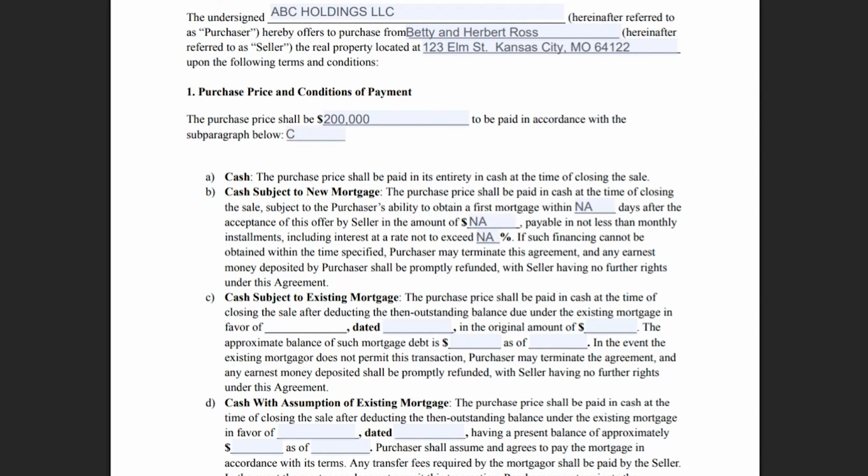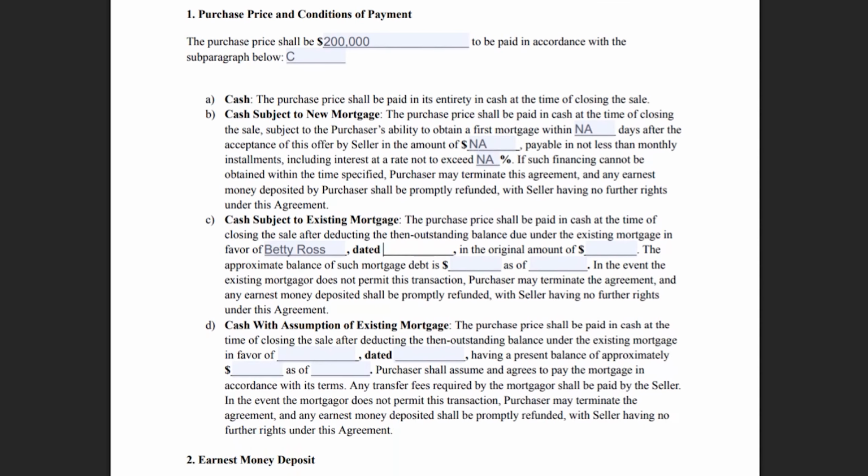So the mortgage in favor of blank, that's going to be the person's name. So we're going to put Betty Ross. Dated, whatever date you have on there. Let's say it's 6/26/2005. So let's say they got that mortgage. And you could always put, just to be clear, if you don't know it, you could put TBD, and the original amount of, if you know that number, you could put $105,000. If you knew the number, it's going to be whatever they paid for the property, or you could put TBD if you do not know it.